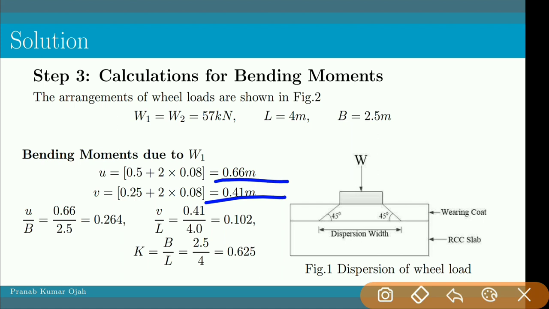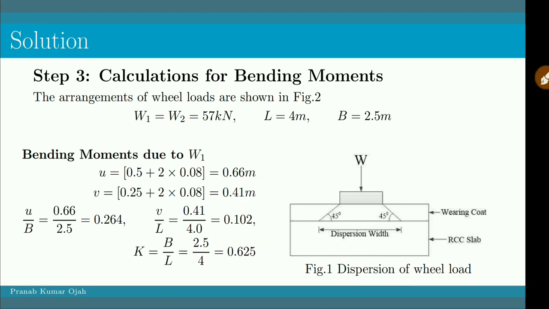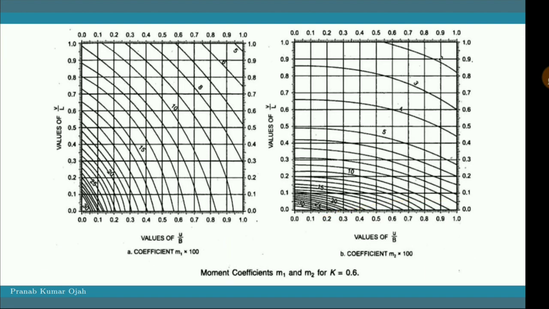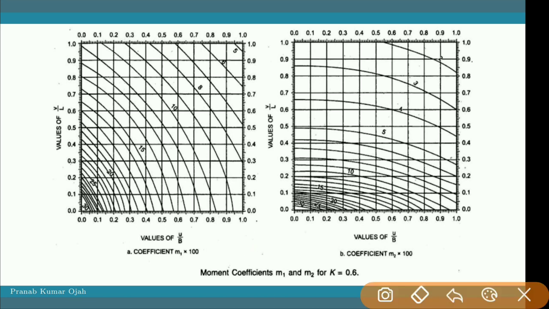Then we will calculate U by B and V by L and also the value of K, which is 0.625. For K of 0.625, we have to follow this Pigeaud's curve. We have different Pigeaud's curves for different values of K. So here the value of K is 0.6, so we'll use this one.